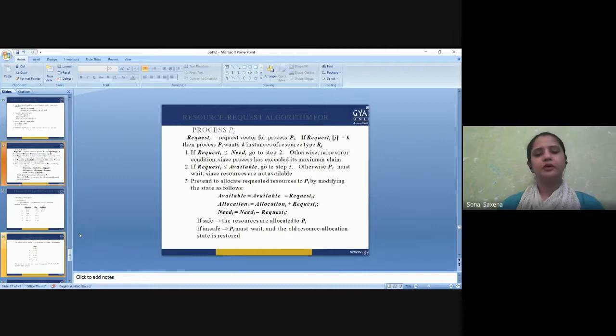So in the third step, we pretend to allocate the requested resources to Pi by modifying the state as follows, with the help of these formulas. What we are going to do is Available minus Request. Secondly, Allocation plus Request, so how many resources you are already holding, plus the requested resources. And the third formula that we are applying is Need minus Request, so what is the leftover? If the state is safe, the resources are allocated to Pi, and if the system is in an unsafe state, then Pi must wait and the old resource allocation state is restored.